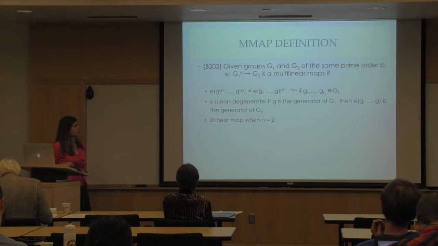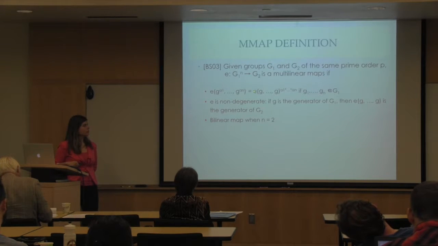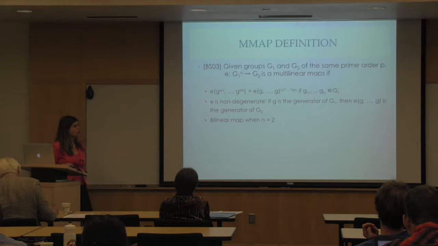And we want to have the following multilinearity condition, which says that the multilinear map on elements of this form, which takes us to elements in the finite group, can be represented as the multilinear map on the generators raised to the power of the product of all these elements in the initial group.